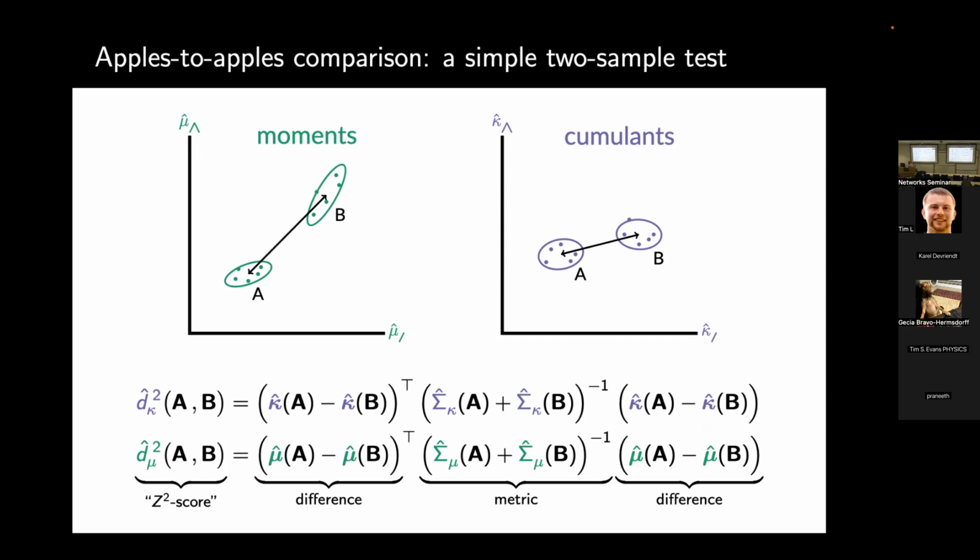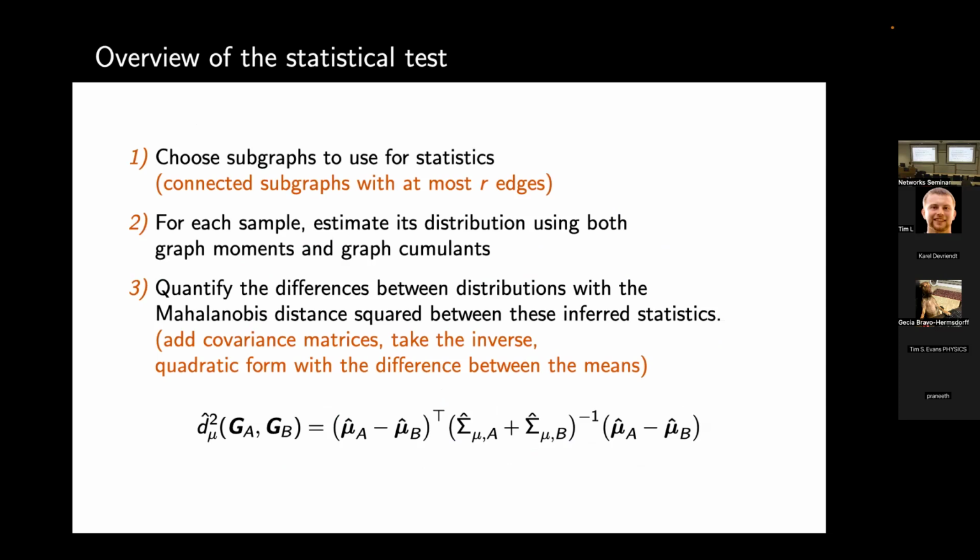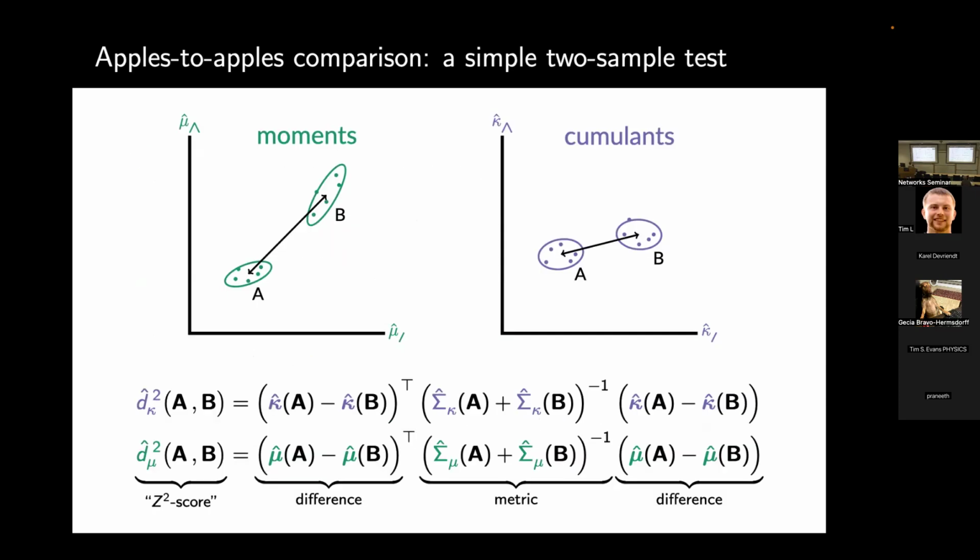Then you sum the covariance of each of the samples, and then you take the inverse, and you apply the quadratic form to the difference between the means of the statistics. And you do it either in the space of unbiased graph cumulants or in the space of moments. So this is the general form of the test. Does it make sense?